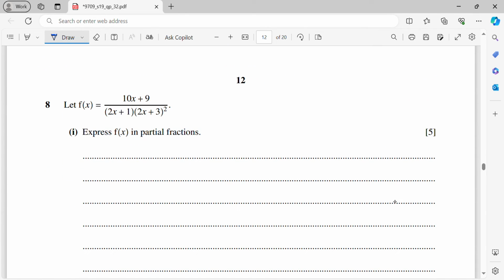Okay, now for question number 8, given f(x), find the partial fractions. So now I will rewrite the function first.